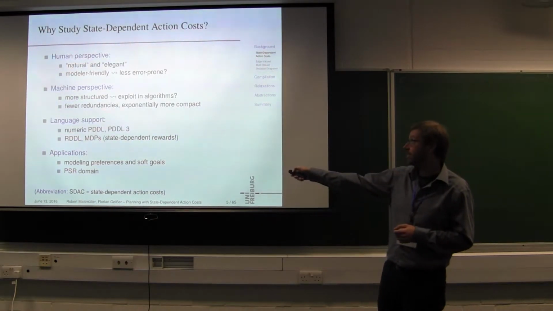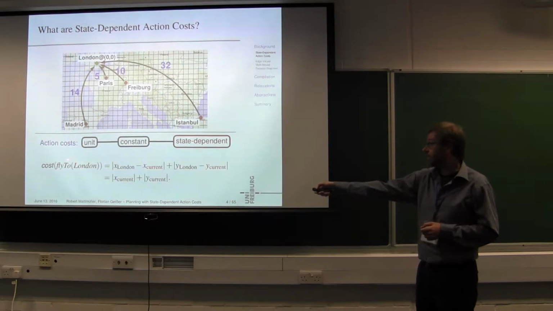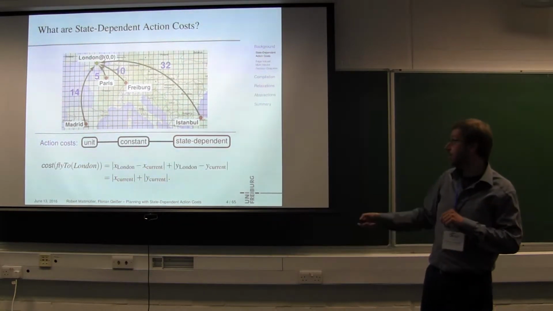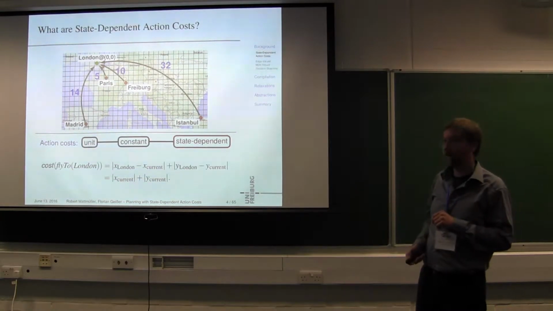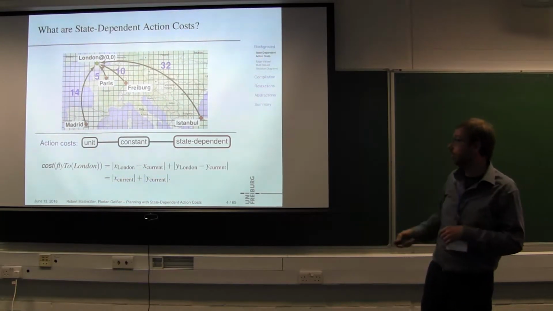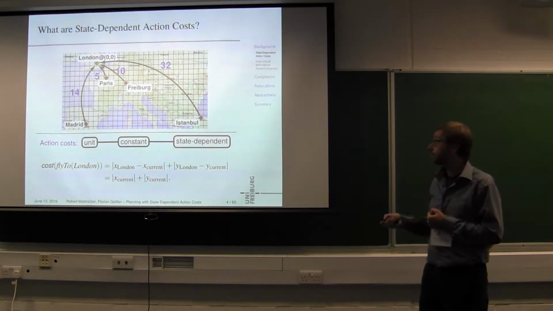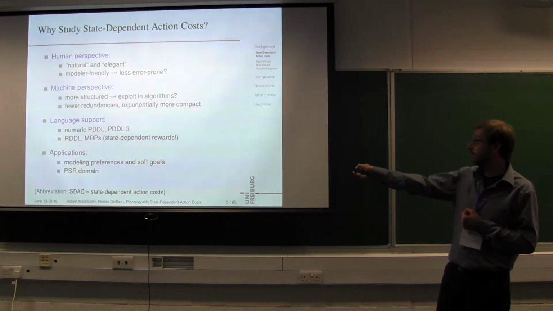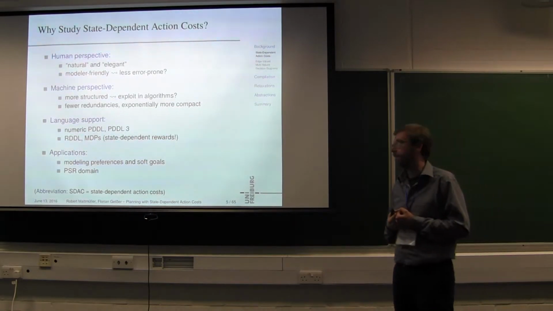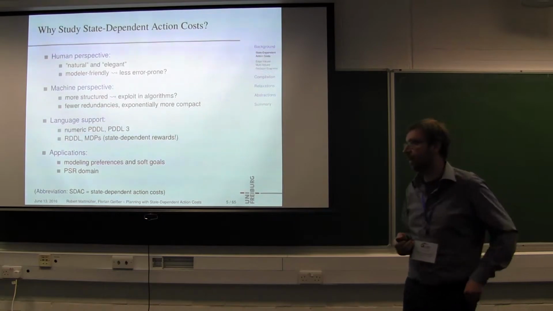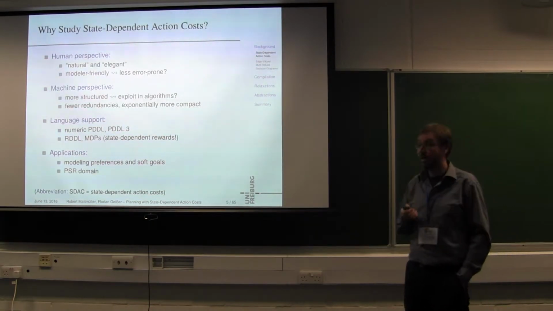You have fewer redundancies. For example, you have to write down this fly action only once, with preconditions only once, effects only once, and just one cost function, as opposed to n copies of this action for the different locations where you start. And in the best case, this can be exponentially more compact than such a flattened out representation in the number of state variables the action cost functions depend on.